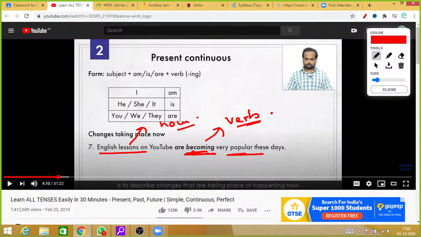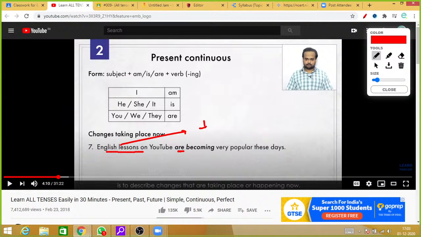Okay, and it is describing the popular, it is becoming popular. So English lessons on YouTube, this entire thing we can call a noun phrase. So English lessons on YouTube, what is happening to them? They are becoming very popular. So becoming is the verb. Now why did we say are? Because we are talking about lessons. More than one, so are. And English lesson, it's a thing. Okay?